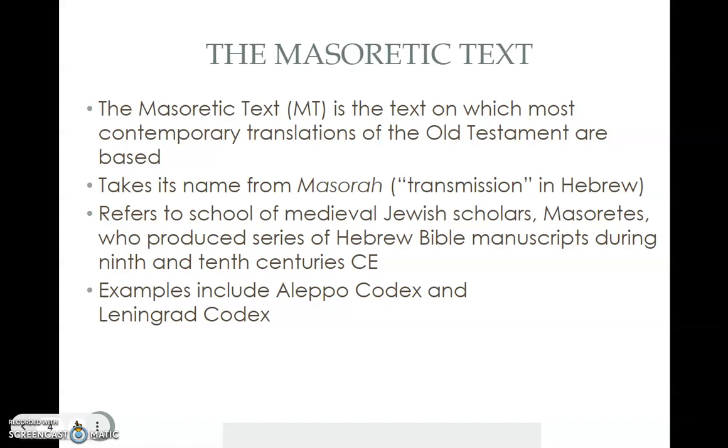And we have, at least in the modern world, two instances of the Masoretic Text that are well known: the Aleppo Codex and the Leningrad Codex. Most translations of the Old Testament that you may see are made from a copy of the Leningrad Codex, which is, of course, a Masoretic text preserved and kept today in Russia.